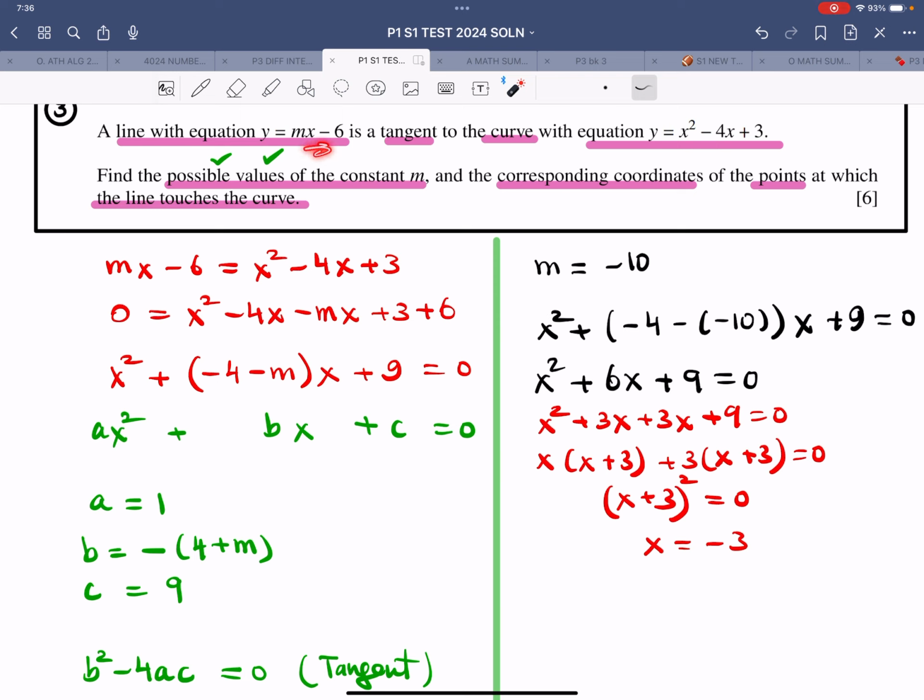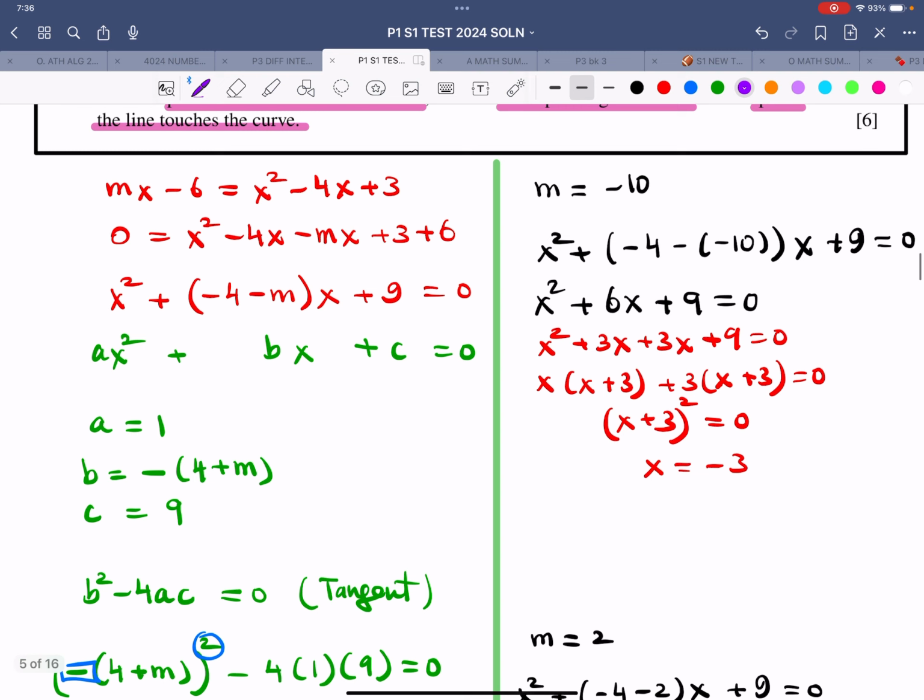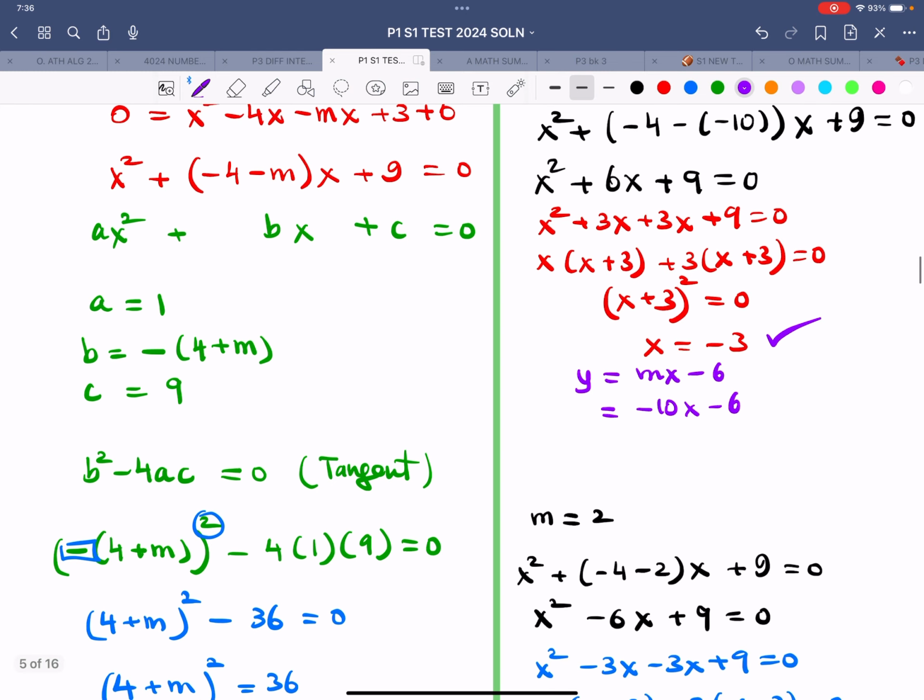This is also easier, but then I have to plug in the value of m. So it's your choice. So let me use a purple marker. y = mx − 6. m is −10. That is y = −10x − 6. Let me now plug in −3. That is −10 × −3 − 6. That is 30 − 6, which is 24. Therefore, the coordinate is what? The coordinate is (−3, 24). That is the answer for this particular part.